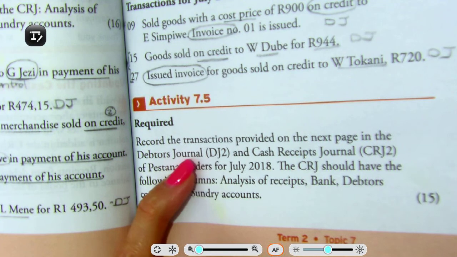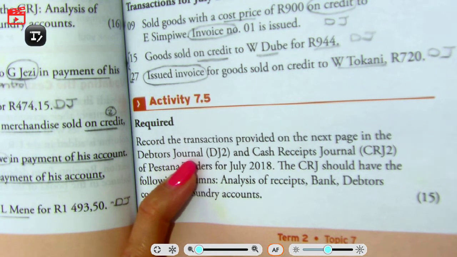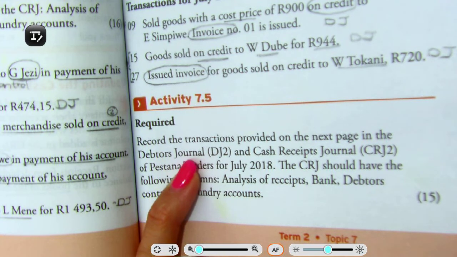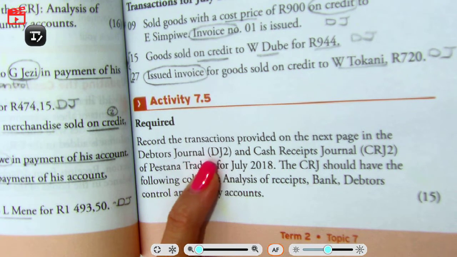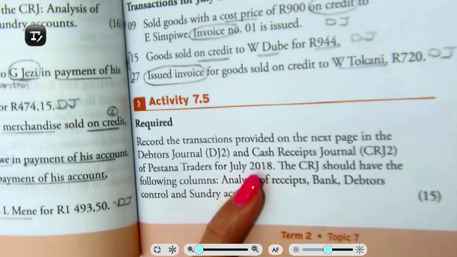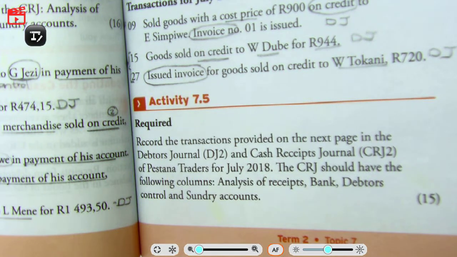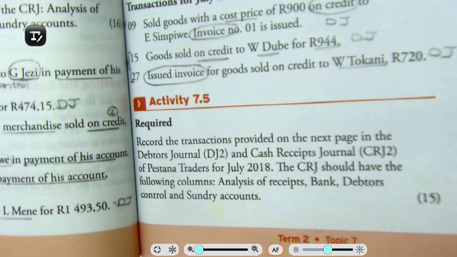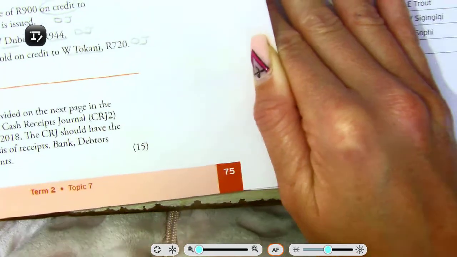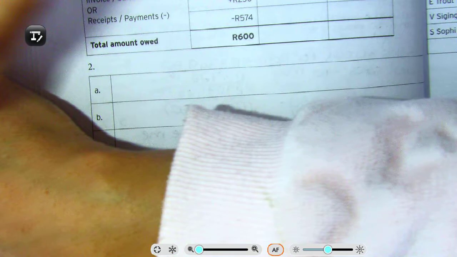So when we see DJ, we must know that we are now doing credit sales, that the business is selling the trading stock without actually receiving the money for it. And CRJ of Pestana Traders for July 2018. So we are Pestana Traders, and we always look at transactions from Pestana Traders' point of view. And then it just tells you what columns should be in your CRJ.